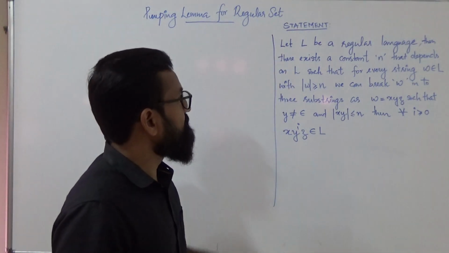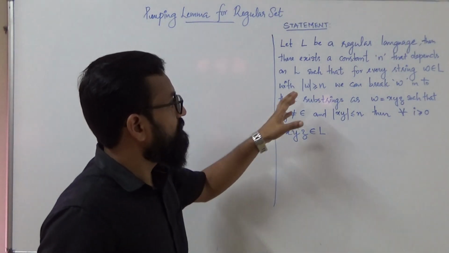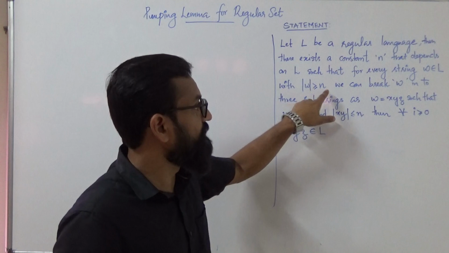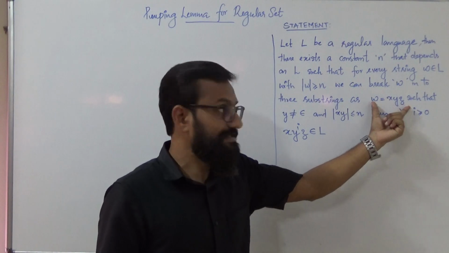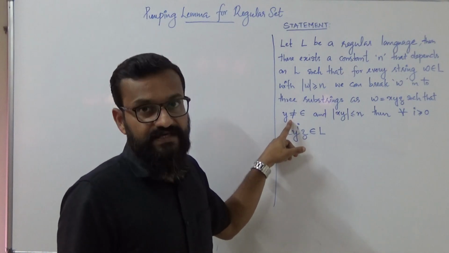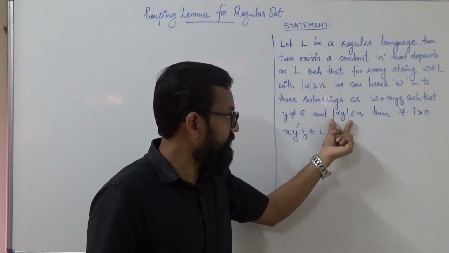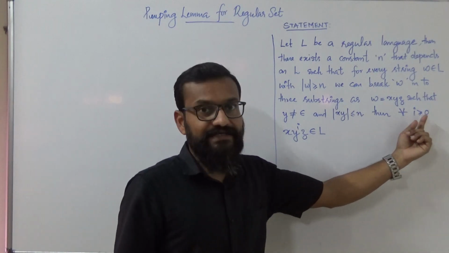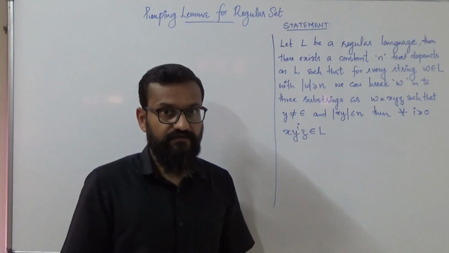Let L be a regular language, then there exists a constant n which is dependent upon the language, such that for every string w belonging to L satisfying a particular condition, that is length of w greater than or equal to n, we can break the string into three parts, w equal to xyz, satisfying two conditions: the middle string must not be epsilon, so length of y must be at least 1, and length of xy is less than or equal to n. Then according to pumping lemma, for all values of i greater than or equal to 0, the string x y raised to i z must belong to L.